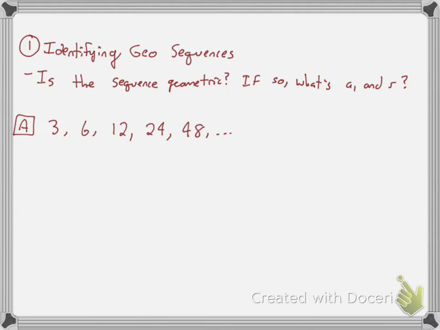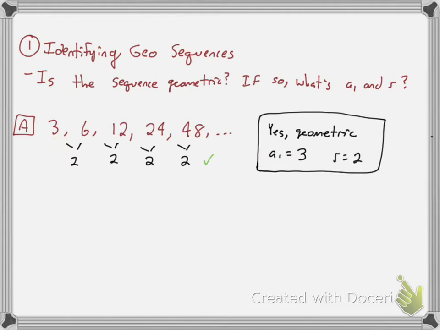So in this problem, if I want to check to see if there's a common ratio, I would check to see if 6 over 3 is equal to 12 over 6, is equal to 24 over 12, is equal to 48 over 24. Here, when I simplify all those fractions, I see that it's 2 every single time. So I'm multiplying by 2 every time in this pattern. So yes, it would be geometric. My first term is 3, and my common ratio r is 2.